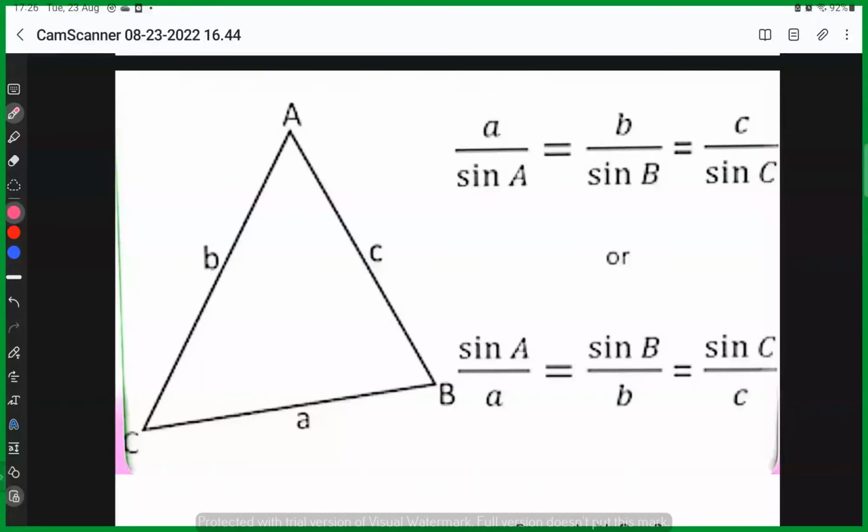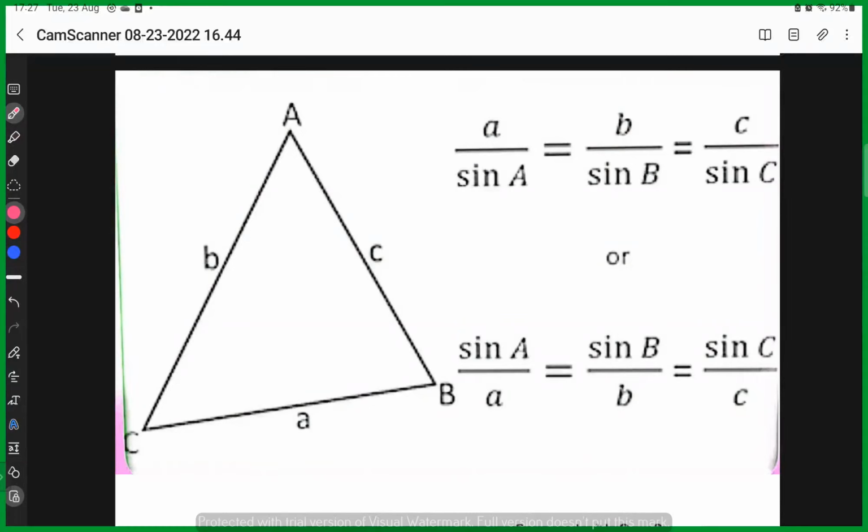Okay. Now we need to talk about how exactly we can find an unknown thing of a triangle. So it could be that you have a triangle. Either the examiner can ask you to find one of the angles or one of the sides. How do we do that?